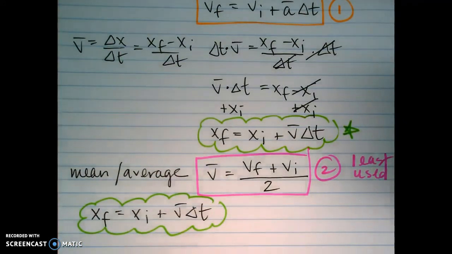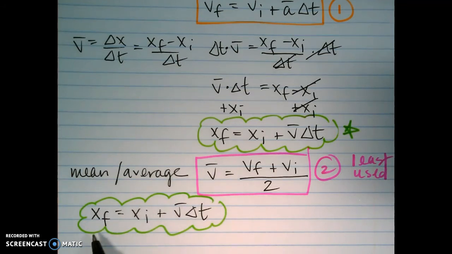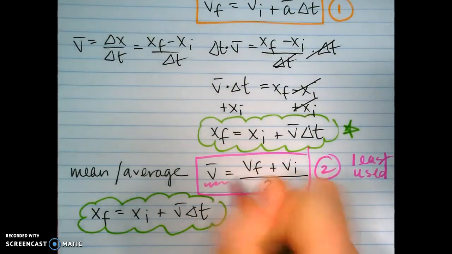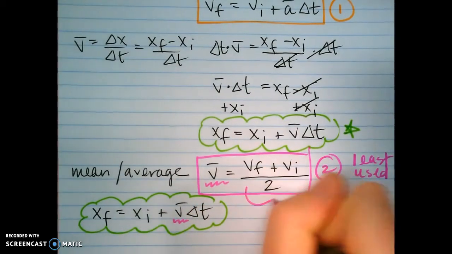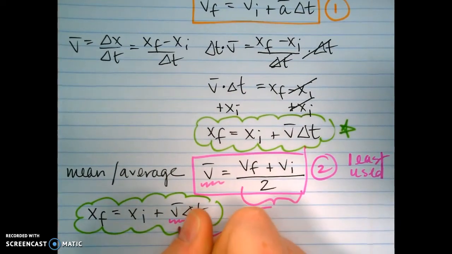I want to solve this equation and include other values such as acceleration, because right now this equation doesn't tell me anything about how much acceleration is taking place. So I'm going to do two different things here. The first thing is I'm going to take this equation for average velocity and substitute it into here.